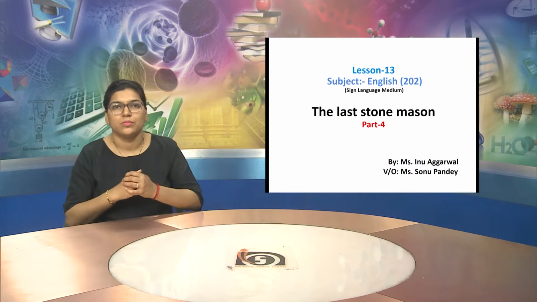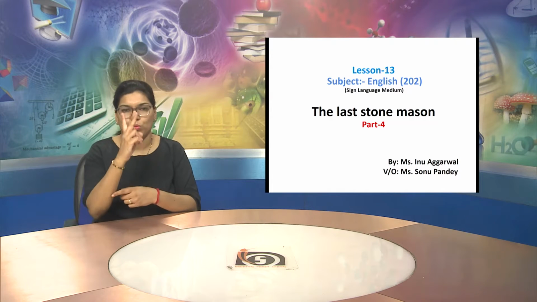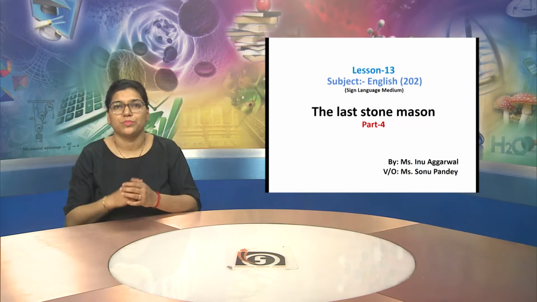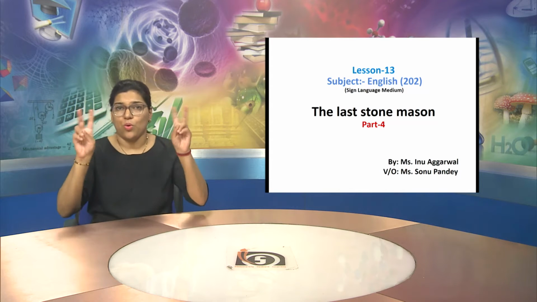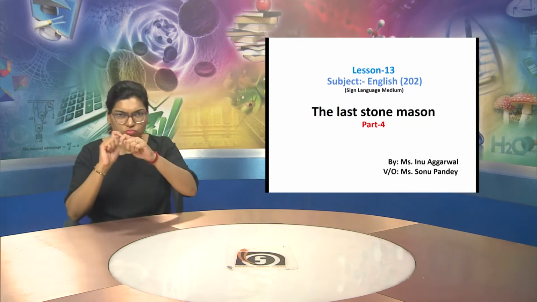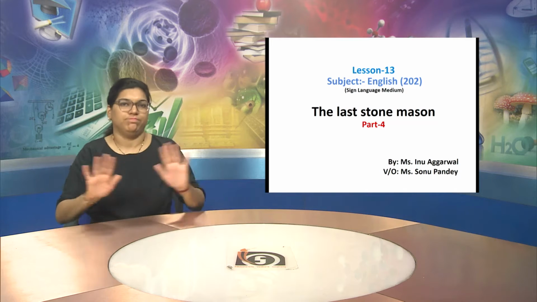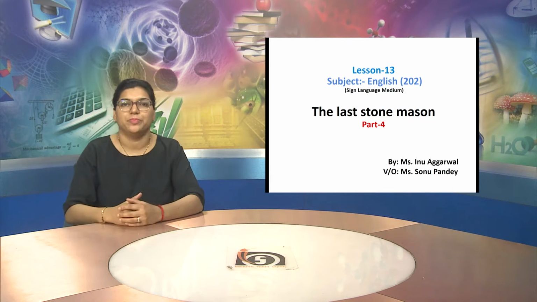Today we are going to do subject English for the secondary level, and the lesson number we are going to do is 13. Subject code number is 202. Lesson name you can see on the screen also. Name of the lesson is The Last Stone Mason. This is video's part 4.